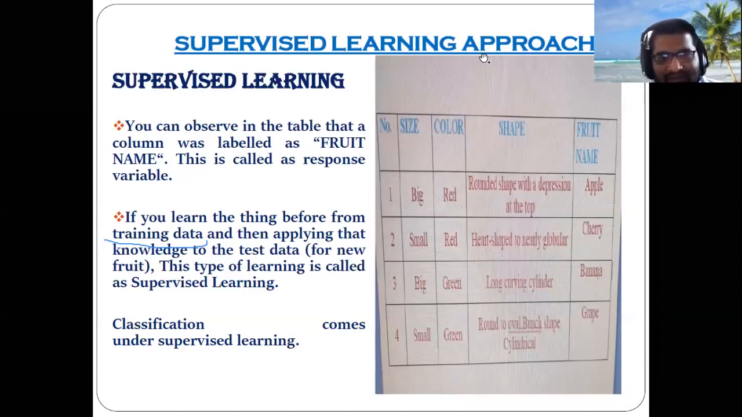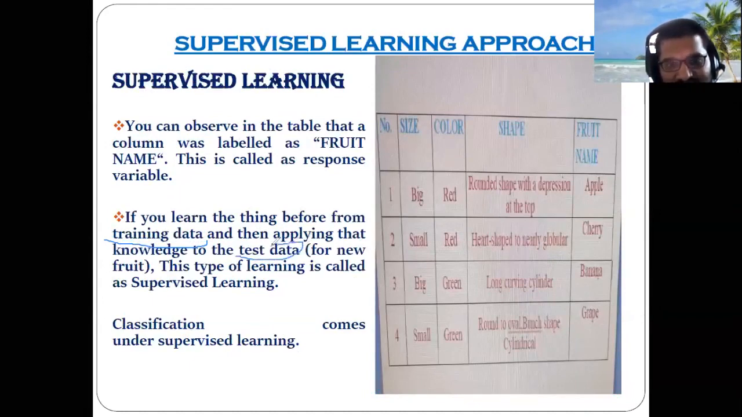That particular kind of thing is called as what? That kind of data you can call as what? Test data. Exactly. That kind of data you can call as a knowledge to the test data. Test data. Understood? Just like I told you, our task was to identify the fruit in the bucket. Correct?